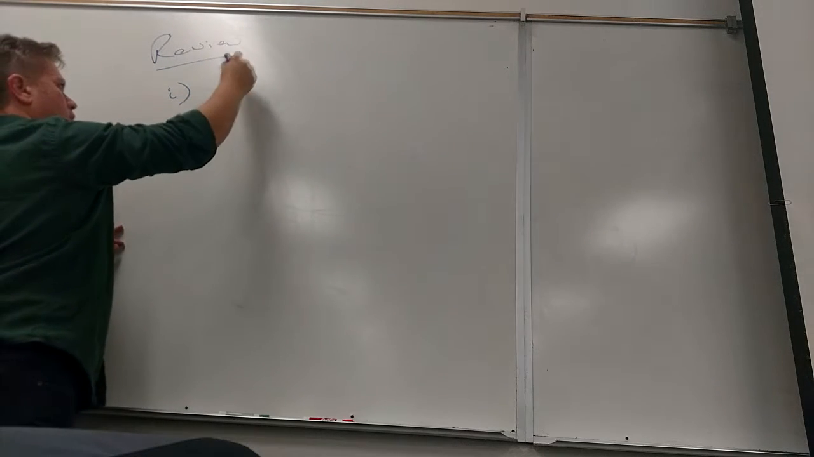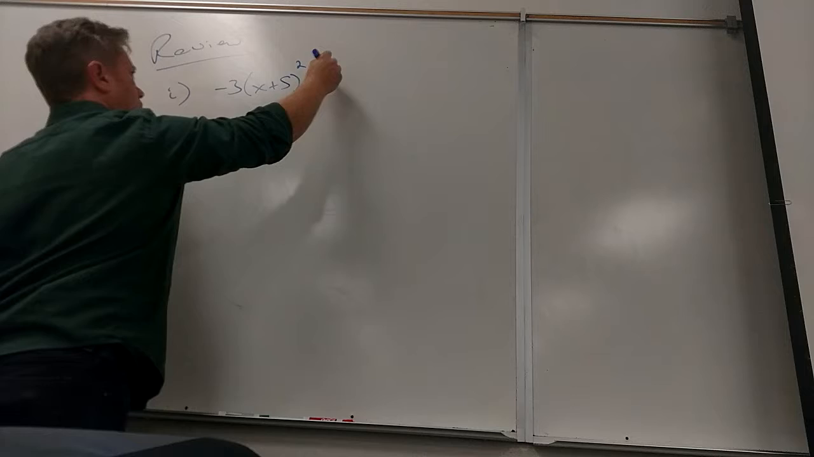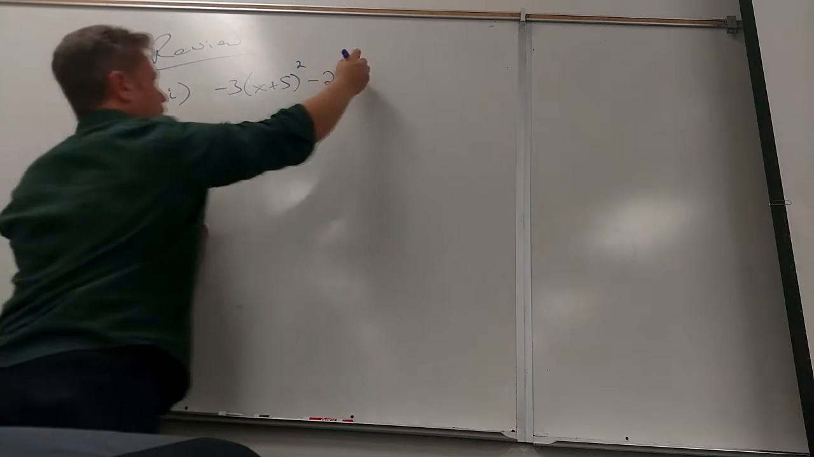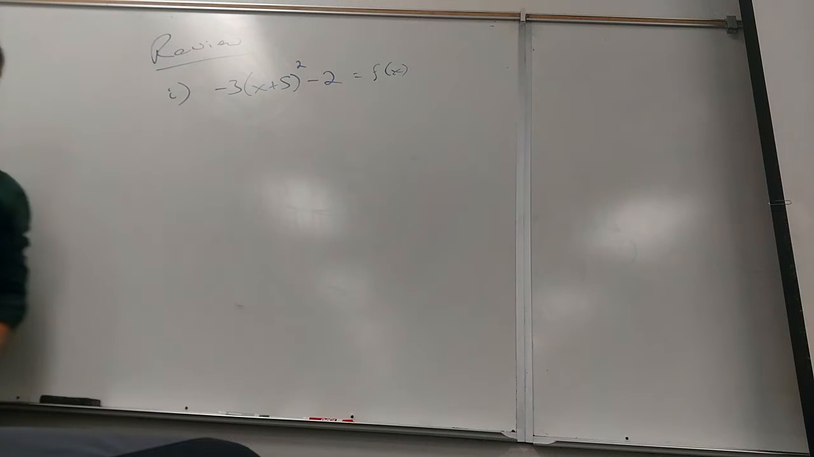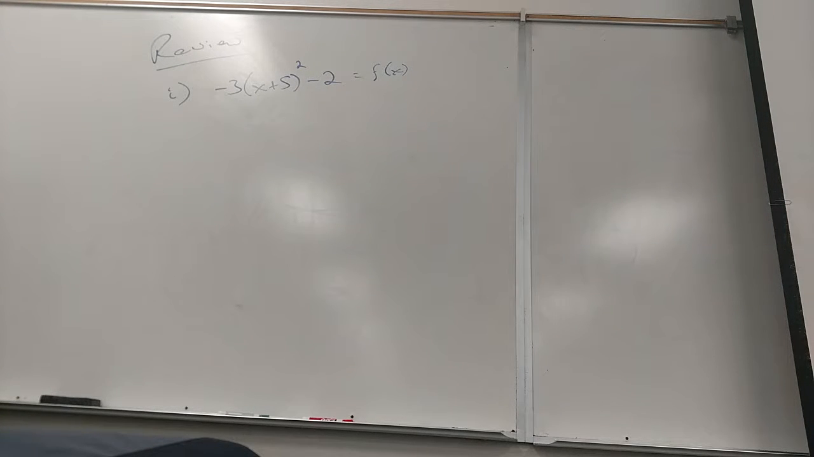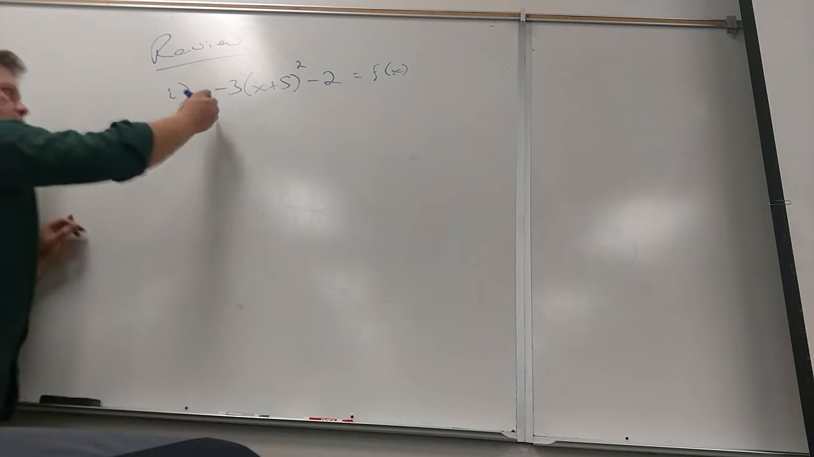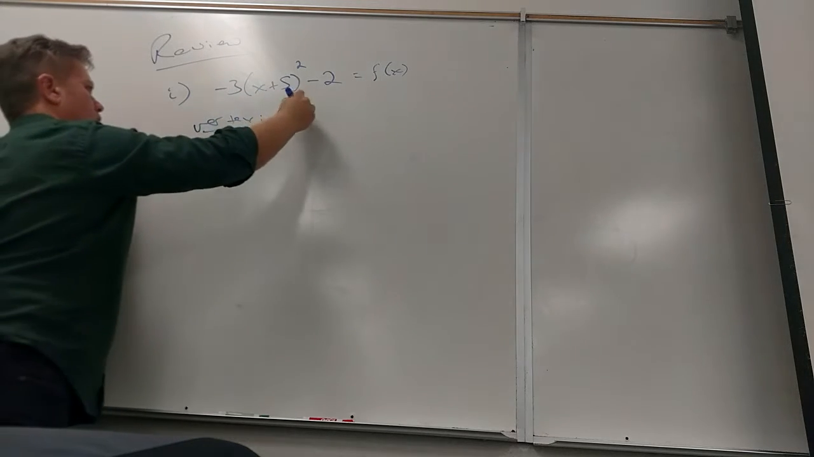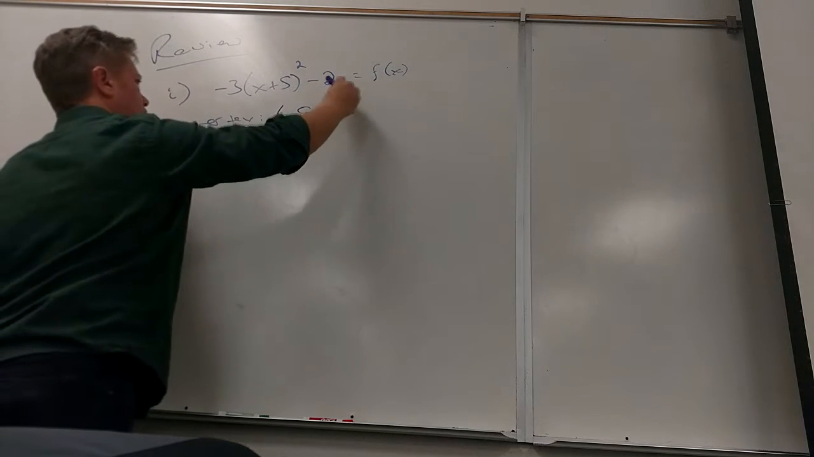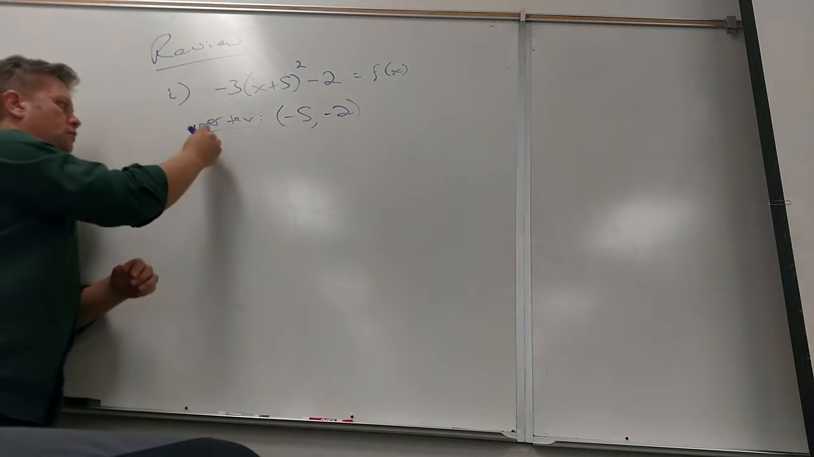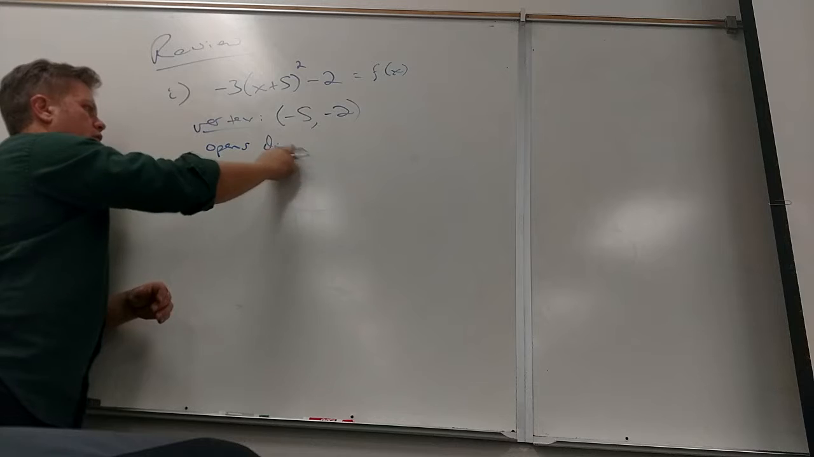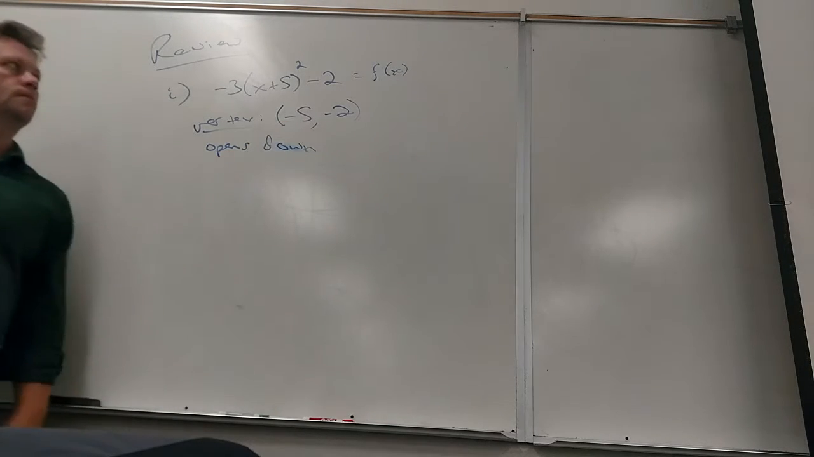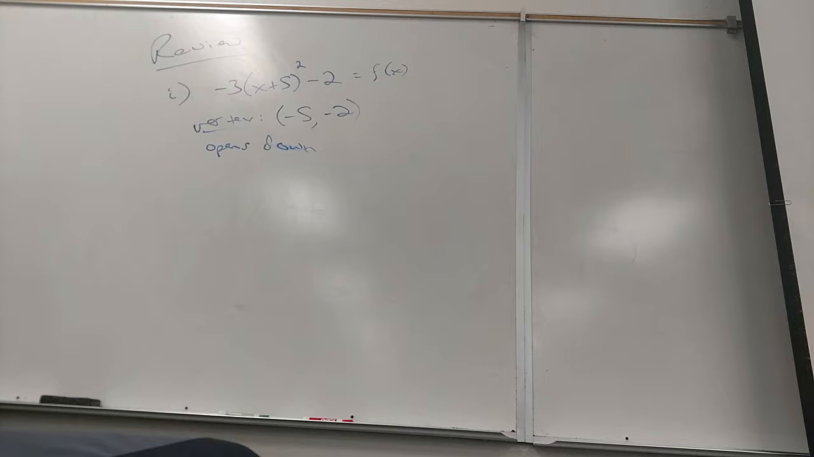Can anybody tell me anything about this? I'm giving a function name. Anything. I'll take it. Can you make it equal to 0? I mean, you could. But what can you get just by looking at it? Okay, vertex. So the x piece of the vertex is -5, sure. -2, I like it. So that's the vertex. Does it open up or down? Down. Opens down. I like it. Okay, cool.